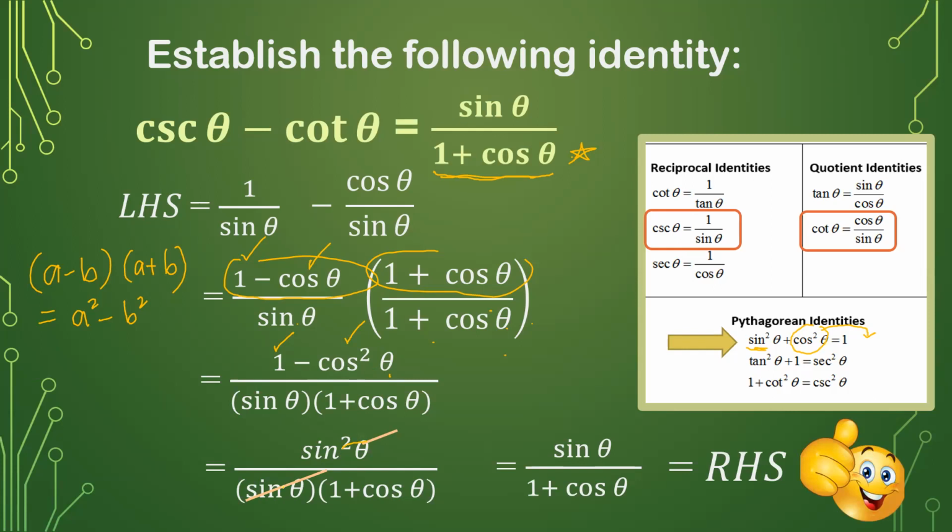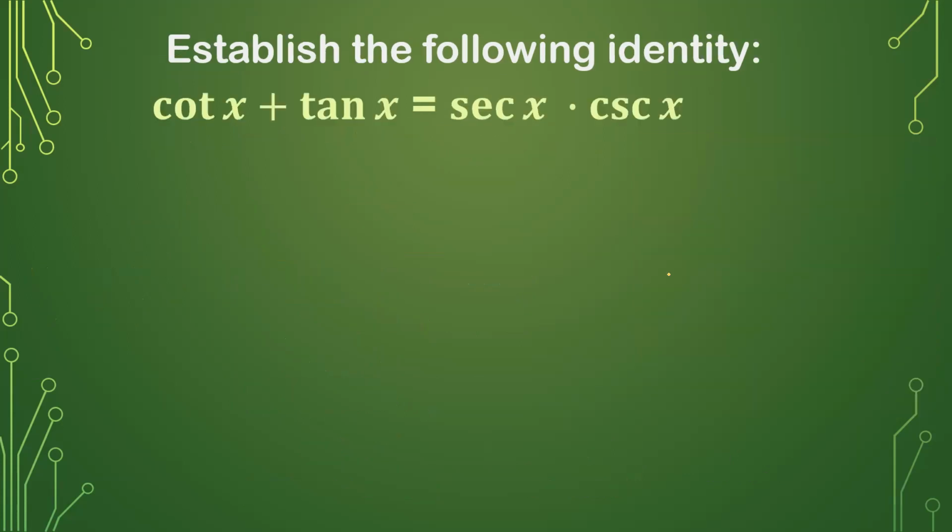Okay, so that's another technique. Actually, as you continue to practice proving several identities, you get to be more and more familiar with the identities that we have here. So now let's try this one. Cotangent x plus tangent x equals secant x times cosecant x. It seems not related. Let's see how this will be proven.